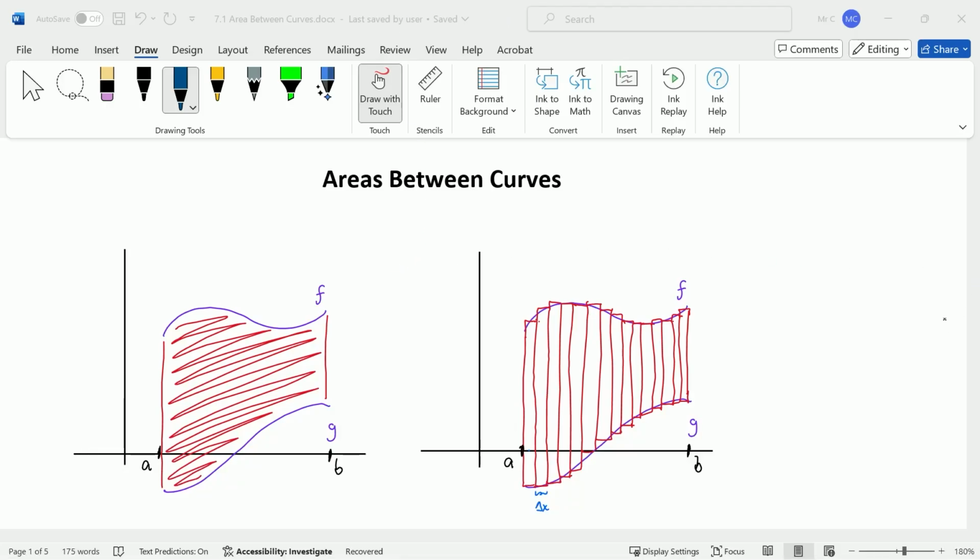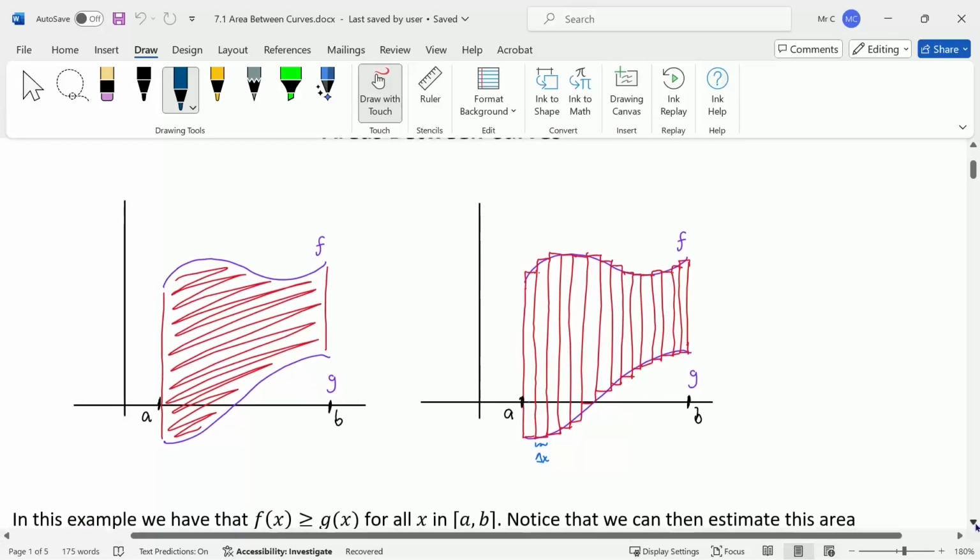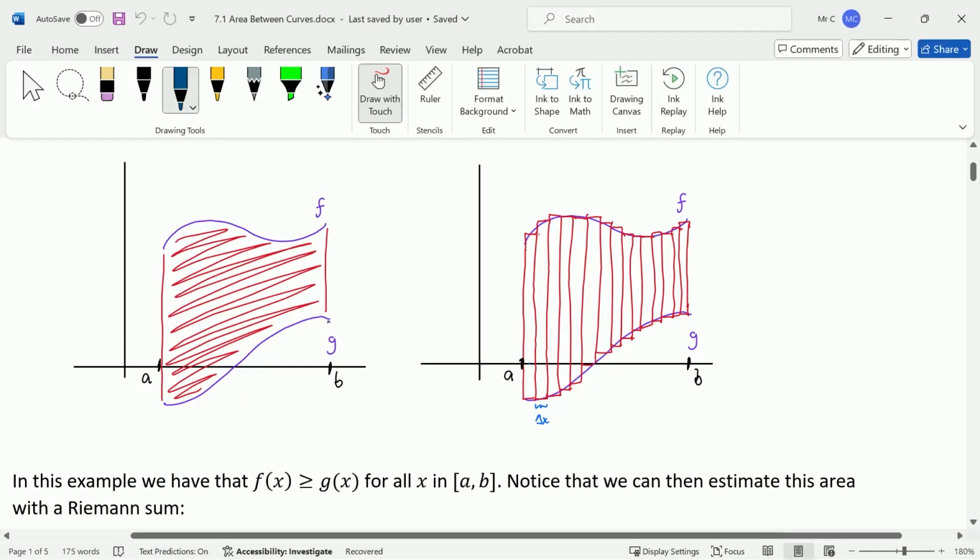So we take a look at the functions pictured here, f and g, and we've bounded them by x equals a and x equals b. And so we ask, what's the area between these two curves and these bounds on the x-axis? The way we construct this is basically the same way that we constructed our integral definition, which is we divide up the interval into a bunch of little subintervals, and we approximate the area between the two curves with a bunch of rectangles.